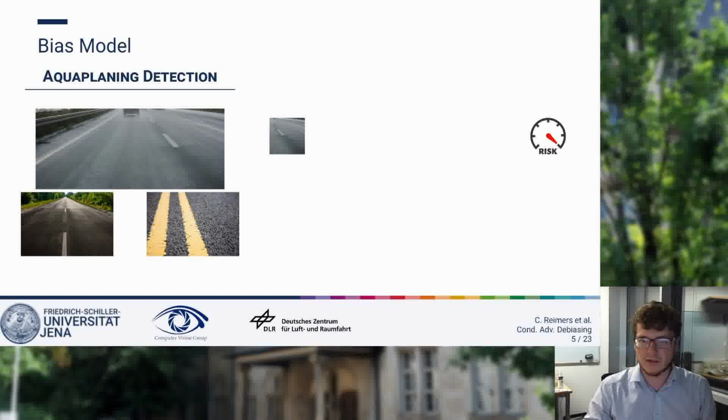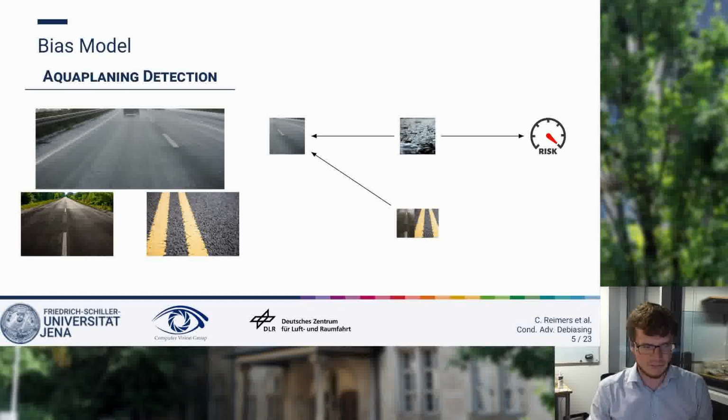More formally, we have images and we want to predict the aquaplaning risk, and both the image and the aquaplaning risk are actually influenced by the amount of standing water on the street. However, the image is also influenced by other things like the road markings or the tarmac, and due to the creation of the training set, the amount of standing water actually influences these road markings, and hence we end up with a biased training set.